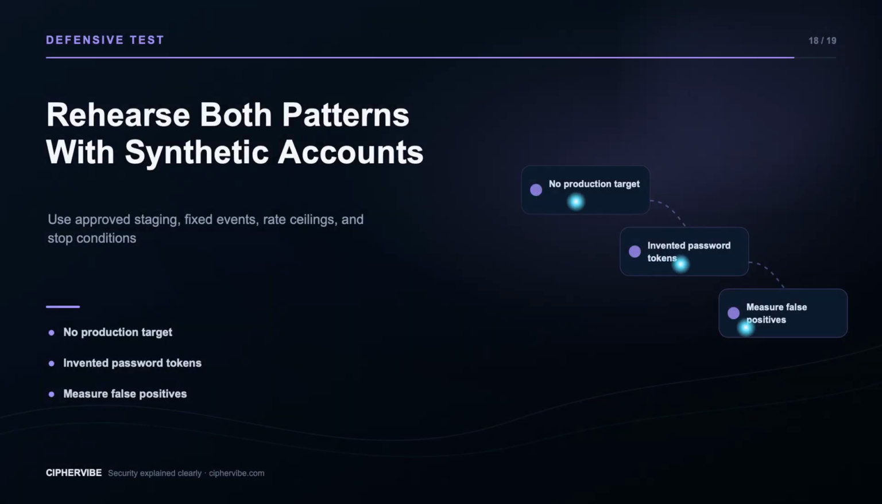Test both patterns only in an approved staging environment with synthetic accounts and abstract password tokens. Measure cross-account detection, progressive throttling, strong authentication challenges, suspicious success alerts, and user friction. Document authorization, rate ceilings, stop conditions, and evidence handling.